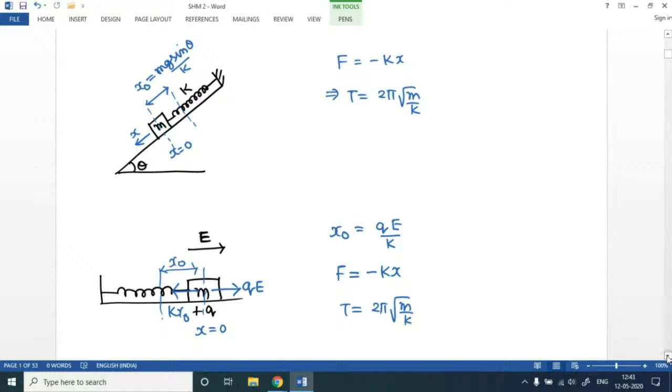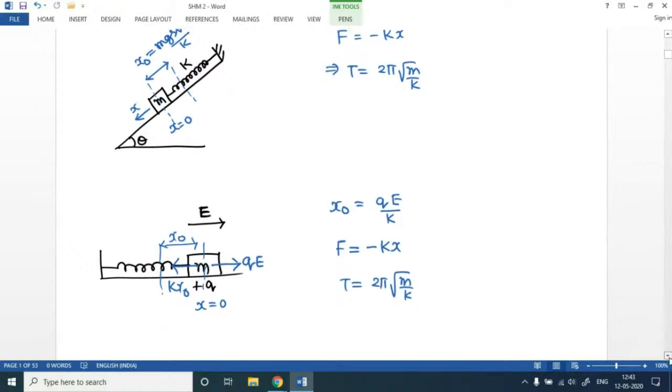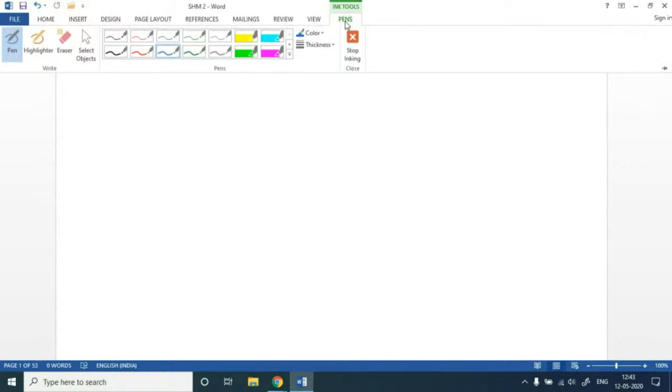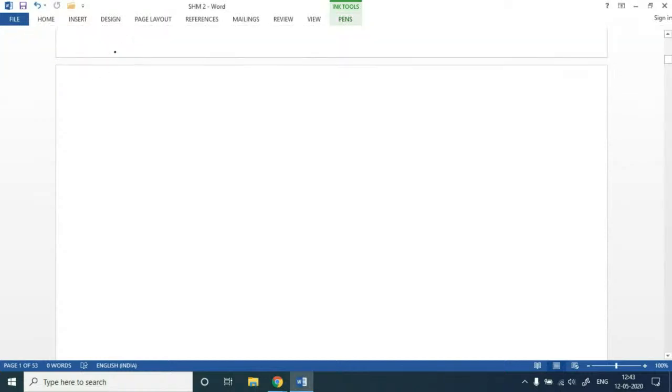Okay, so this is one situation. Now let's also look at combination of springs. Previously we had only one spring in our diagram. So let's look at the case when we will be having combination of springs. Let's first look at the parallel combination.